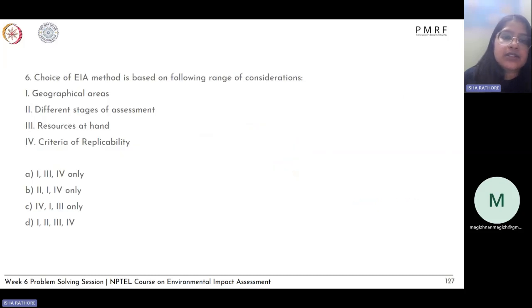The choice of EIA method is based on the following range of considerations. One, geographical areas. Two, different stages of assessment. Three, resources at hand. And four, criteria of replicability. So which of the following options are correct?